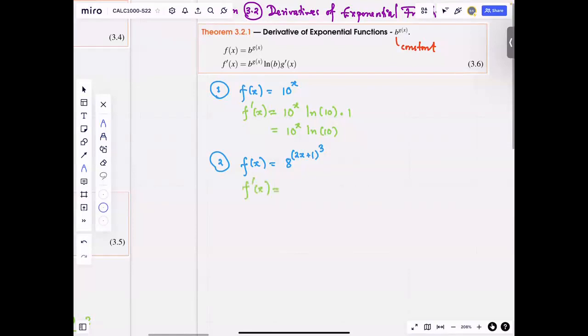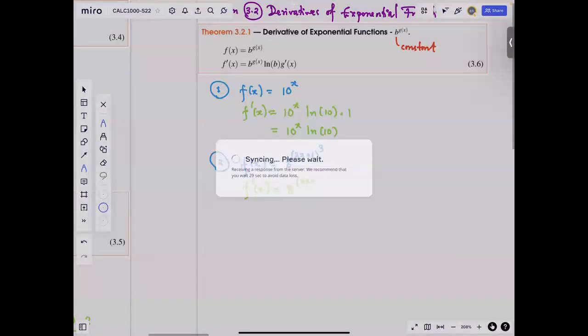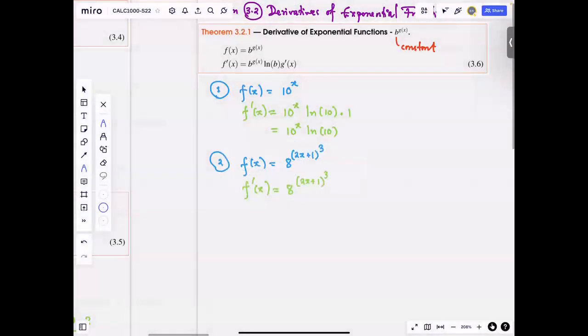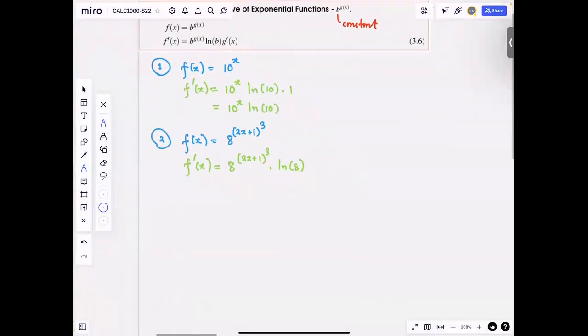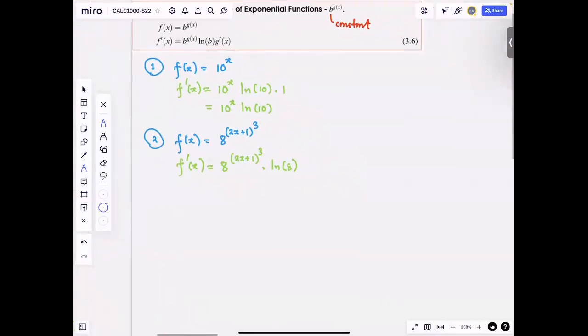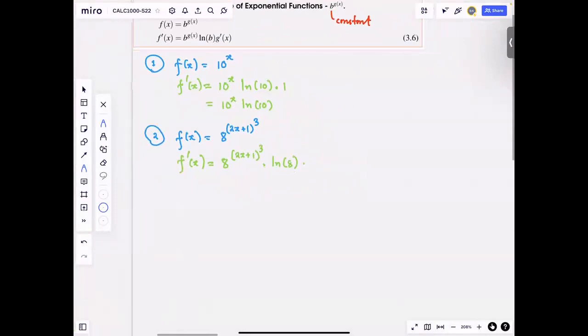So the derivative is, first, you're going to copy the function as it was before. We're not changing anything here. And then you're going to multiply by the ln of the base. And then the last thing we do is we multiply by the derivative of the exponent. Now, if you look at the exponent here, this is actually a complicated function that requires us to use chain rule. So in this case, we're going to say 3 (2x plus 1) to the power of 2, and then multiply by the derivative of the inside.